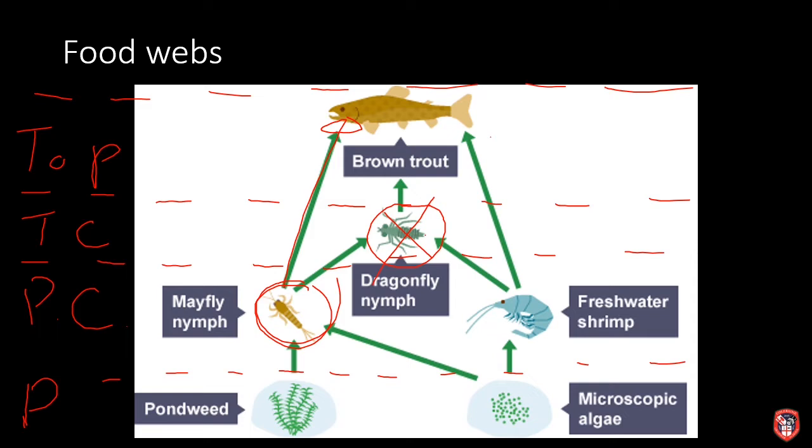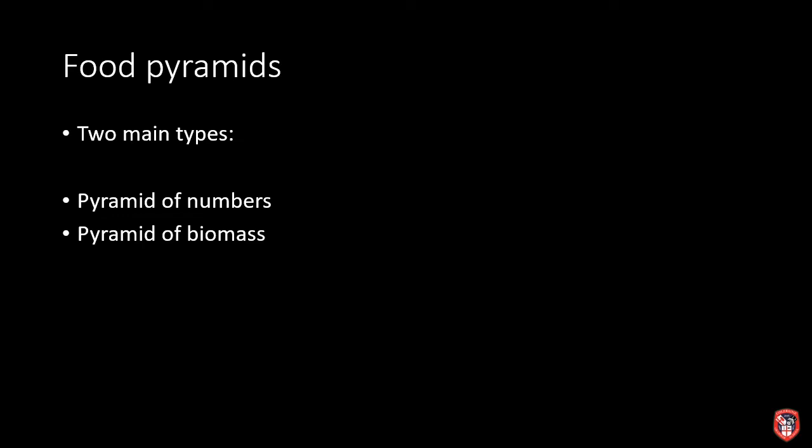So we've mentioned food chains, we've mentioned food webs. Let's think of another area, which, if you've been filling in the notes, you're going to find quite confusing in the notes here. So let's think of these food pyramids. There are two kinds of food pyramids. One is called the pyramid of numbers, and the other is called the pyramid of biomass. Let's look at both of these in turn.